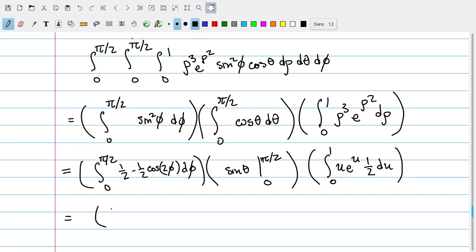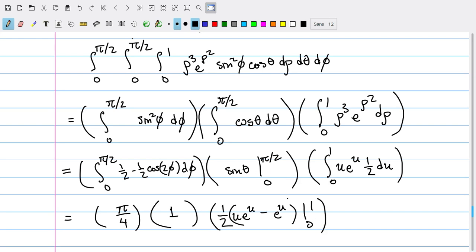But this first integral is very nice. It's just giving us pi over 4. Our second integral is nice as well. It's just giving us 1. And our third integral now, after a little bit of integration by parts, is u e to the u minus e to the u evaluated from 0 to 1 times that 1/2 term. So when I evaluate everything all together, I'm just going to end up with pi over 8.